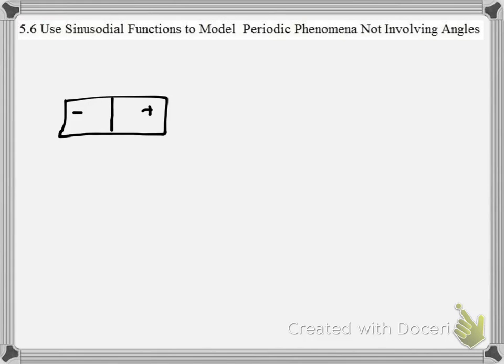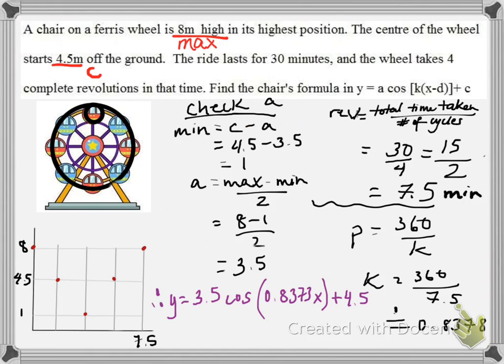Hey everybody, right now we're in chapter 5.6. We're using sinusoidal functions to model something not involving angles. So for example, it could be something that has to do with the battery, something that has to do with a heartbeat, maybe tides. But right now we're going to move to a question about a Ferris wheel. We're going to decipher the question as we go.